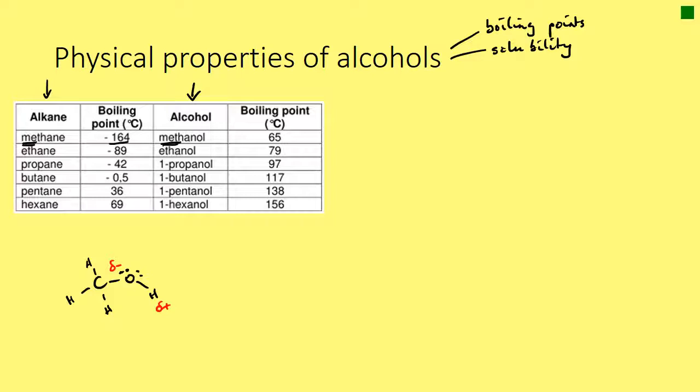And so what we could do then is draw another molecule of methanol, like so. And in the same way, the partial charges will be arranged the same way. So this hydrogen is going to be delta positive, and that oxygen is going to be delta negative. And so there's going to be a force of attraction between the negative area and the positive area, particularly the lone pairs. And that force of attraction is known as a hydrogen bond.